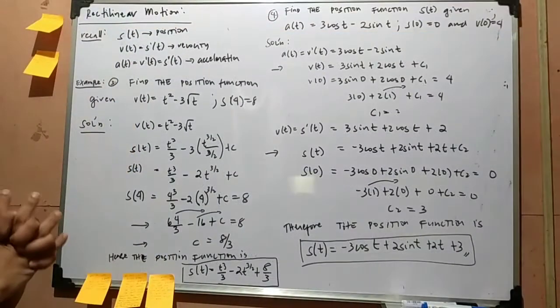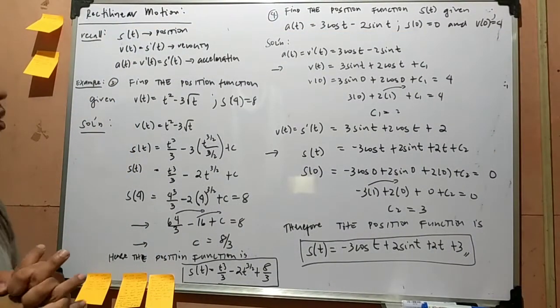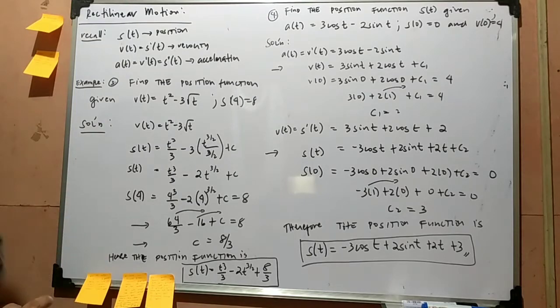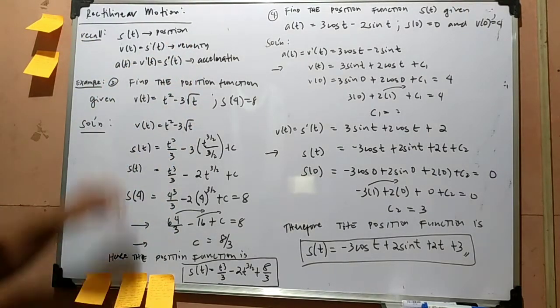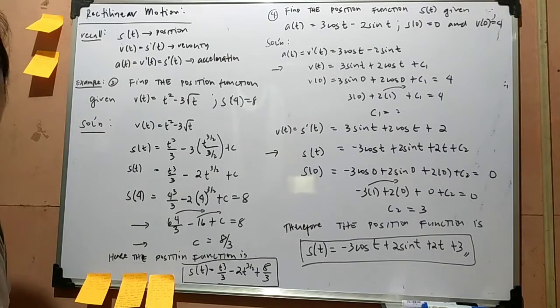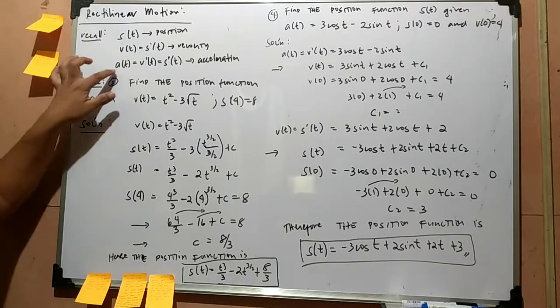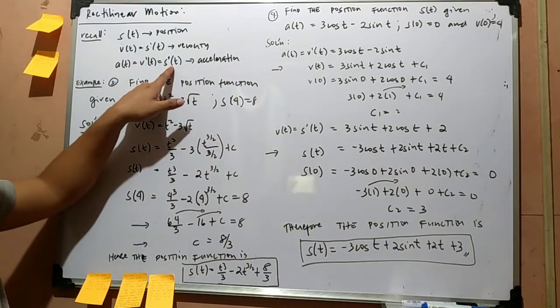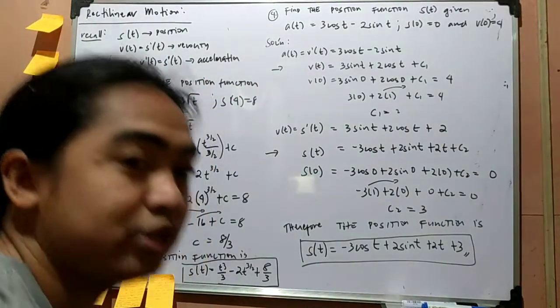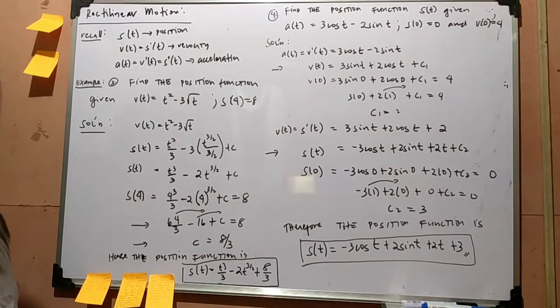Yeah, sige. Now, we discuss a couple of example about rectilinear motion. So, let's just recall that s of t is the position function, v of t is the velocity function, which is the first derivative of the position function, and a of t is the acceleration function given by the second derivative of the position function and syempre first derivative ng velocity function.